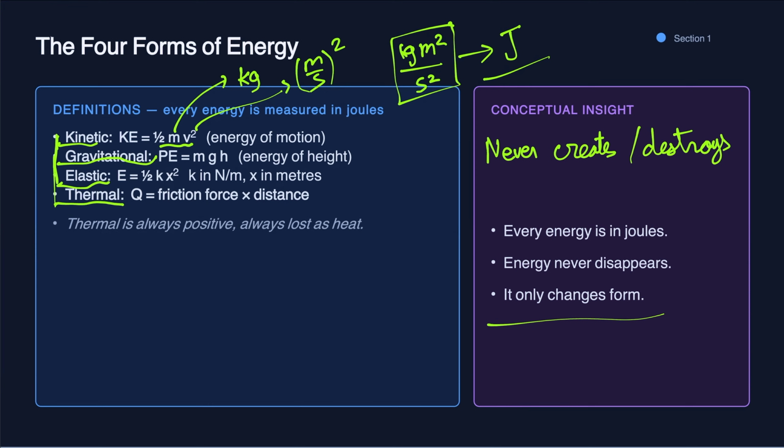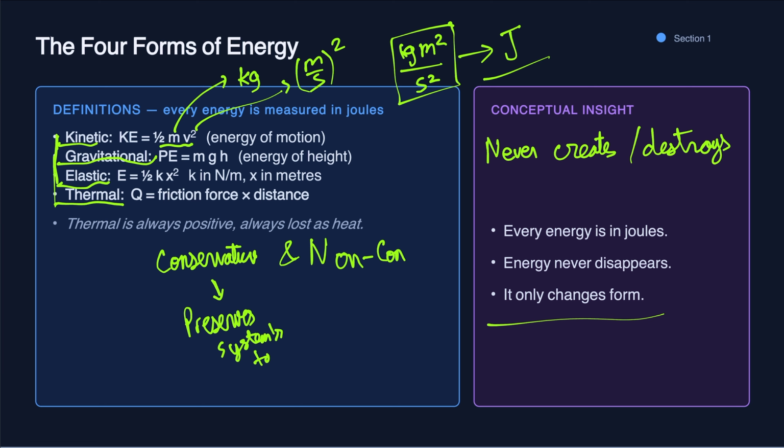Okay, so now let's go over all the 4 forms of energy. But before that, there's one more thing we need to go over, okay? Conservative and non-conservative energy. So, conservative energy means it preserves the system's total energy. Okay, system's total energy. And non-conservative energy doesn't preserve it.